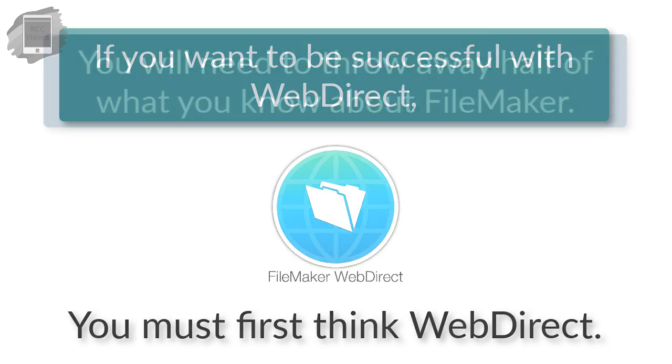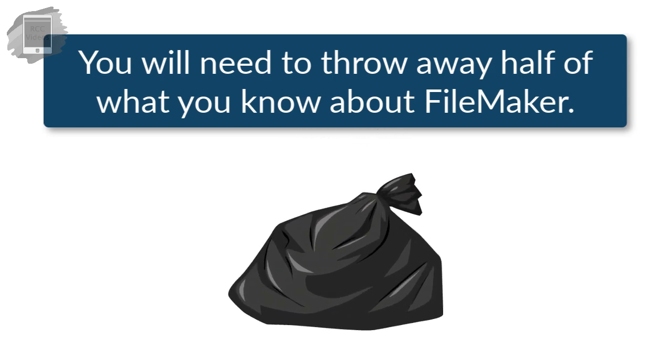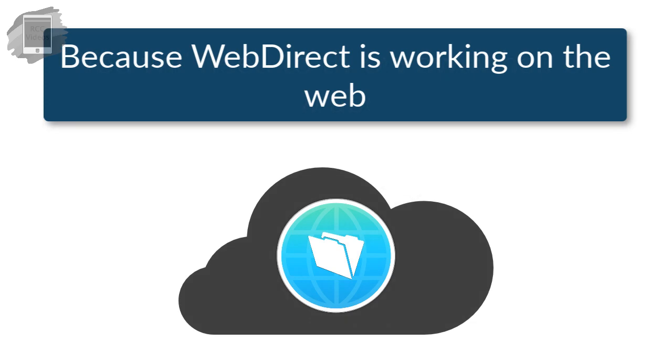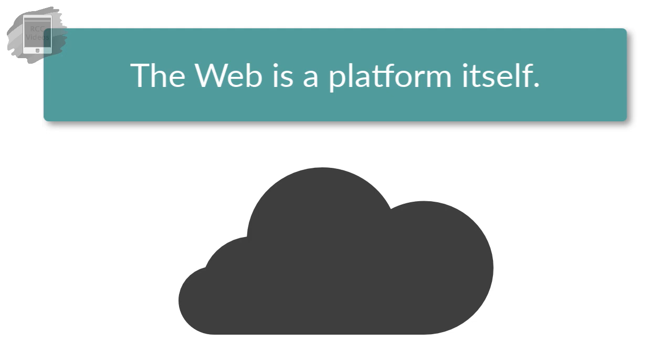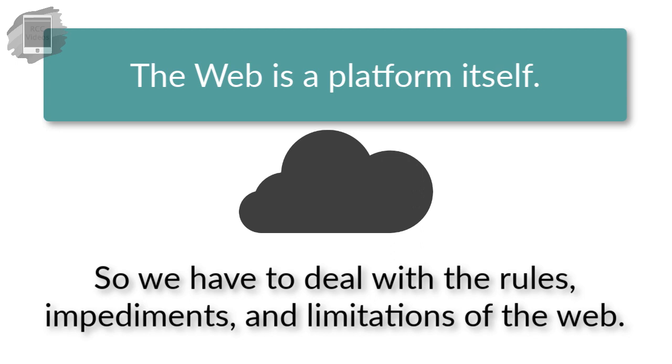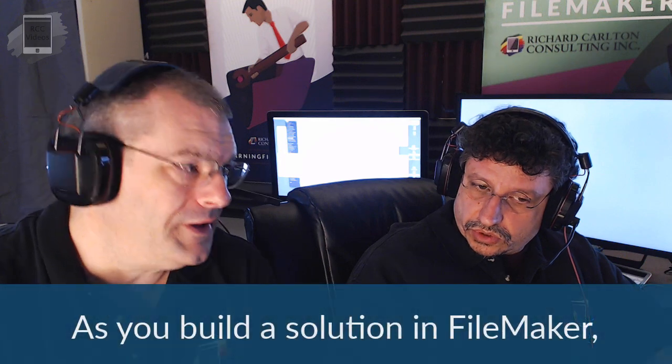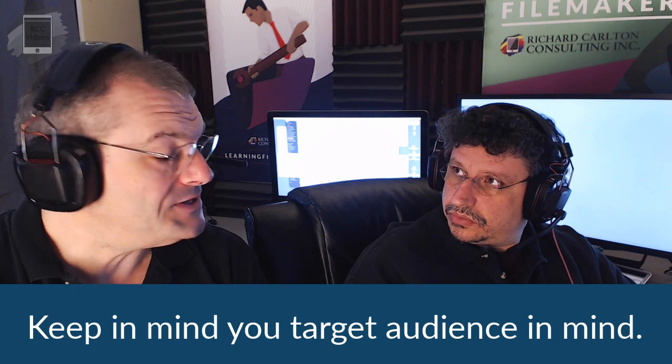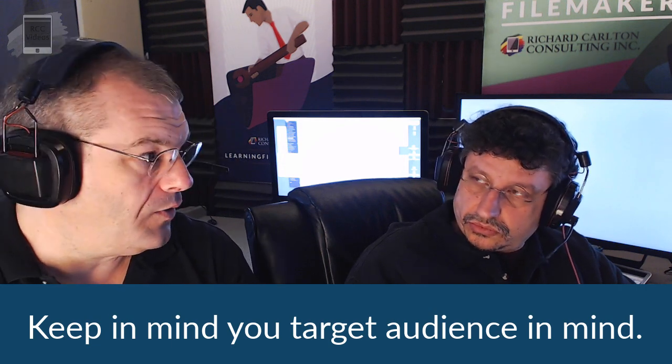It's another way to think, and you have to throw away pretty much half of what you know about FileMaker, because WebDirect is working on the web. The web is a platform by itself. The web, it's a platform. So we have to deal with the rules, the impediments, and the limitations of the platform. We cannot do otherwise, because we're using a platform that has a lot of limitations. So as we're building a solution in FileMaker, we're keeping in mind our target audience and how they're going to access it. So it's Pro or Go or WebDirect.